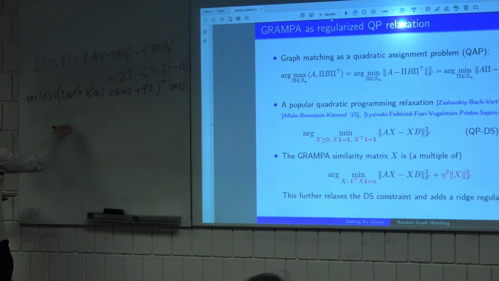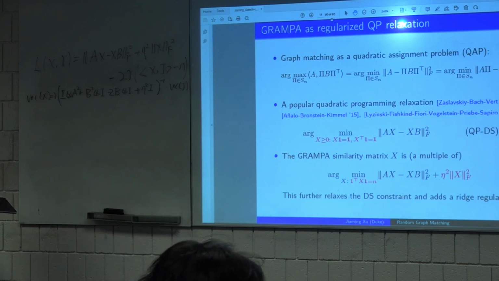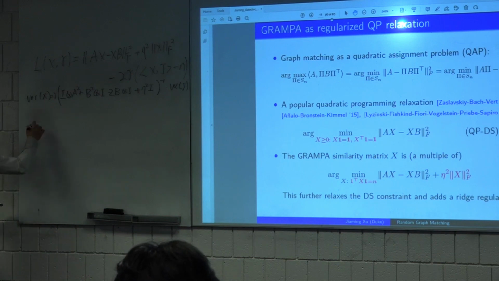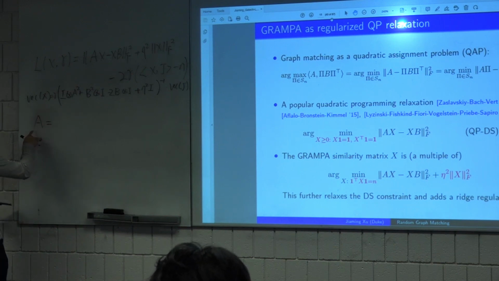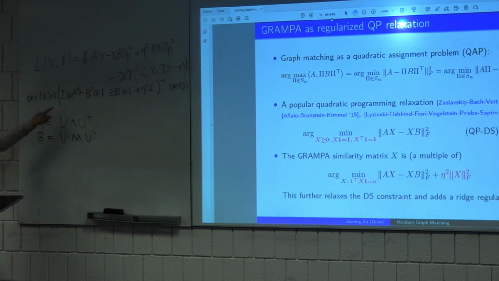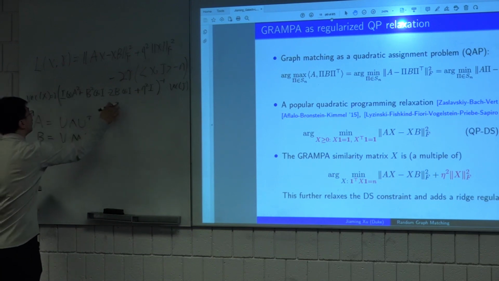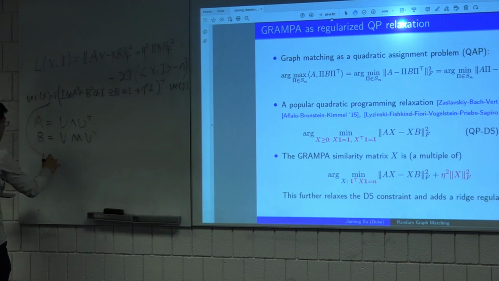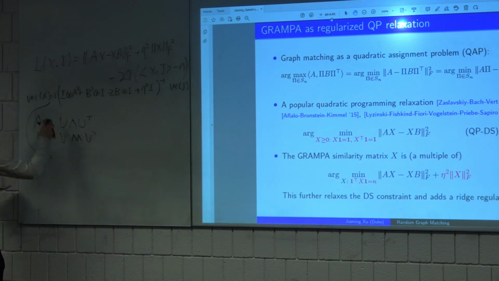Now the final thing is that I want to write this back in the matrix form. So I need to use the eigenvalue decomposition. Let's say I write A as U lambda U transpose, and B as V M V transpose, and I can plug this in and do some computation. Maybe I'm not going to repeat the detailed computation here, but I checked that. So let me do it this way.